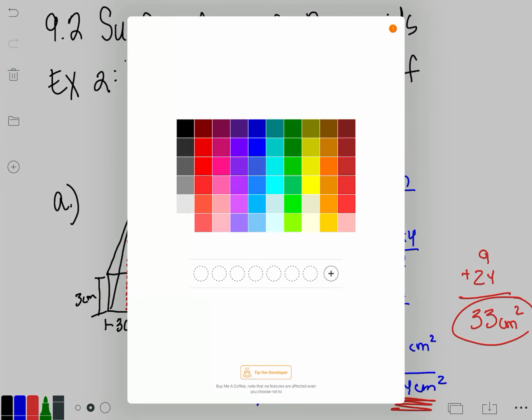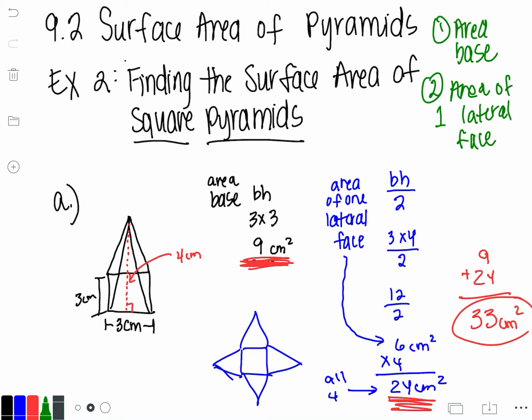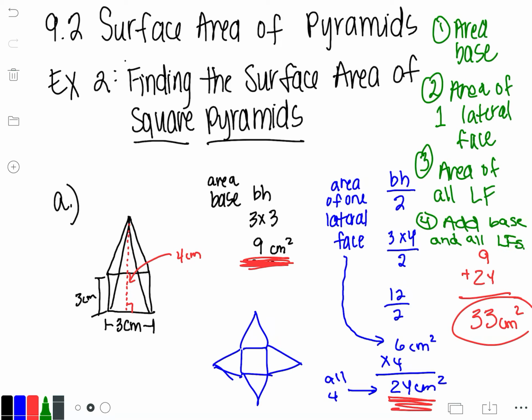Let me write the steps out in words. I think that might help. I'll write it on the side here. So step 1, I would find the area of the base. Step 2, the area of one lateral face. Step 3, area of all lateral faces. I'll use the LF as an abbreviation. And then step 4, add base and all lateral faces, all LF. And I think that should be good.